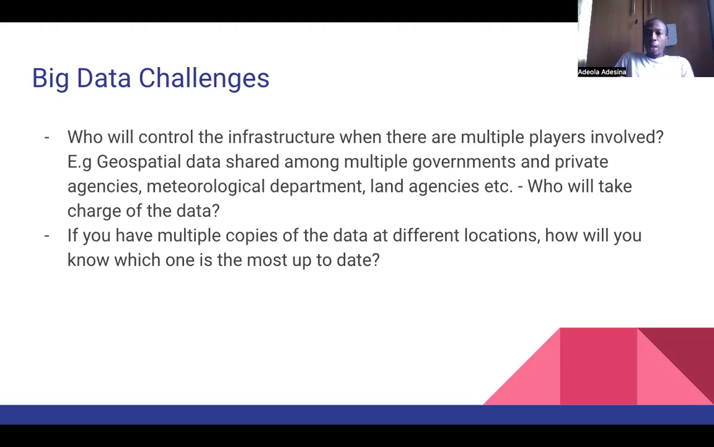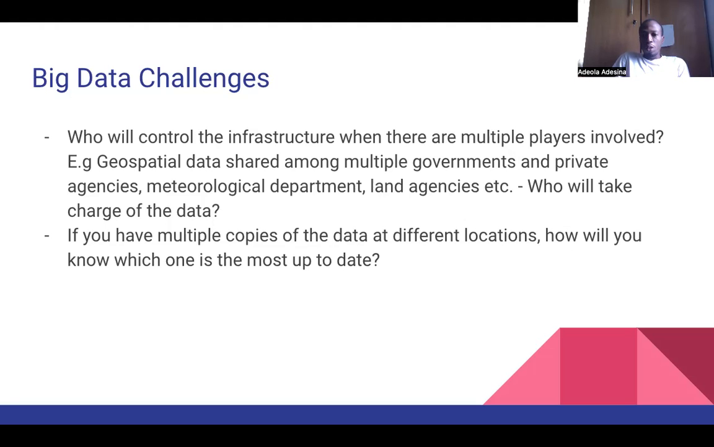There are multiple players involved in fetching these data sets. I'm going to need geospatial data shared among multiple governments and private agencies. I'm going to need meteorological data. I'm going to need land usage data. I'm going to need municipal data and different kinds of data sets. So the question is, who controls the infrastructure when there are multiple players involved?